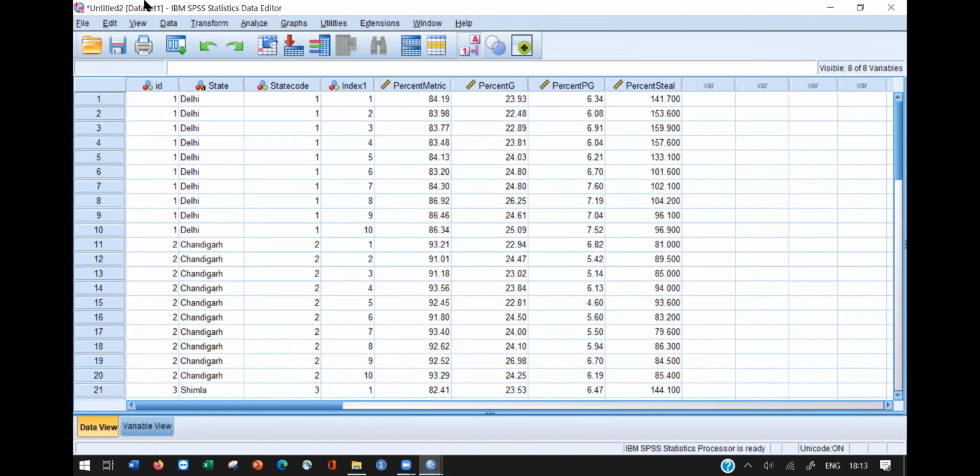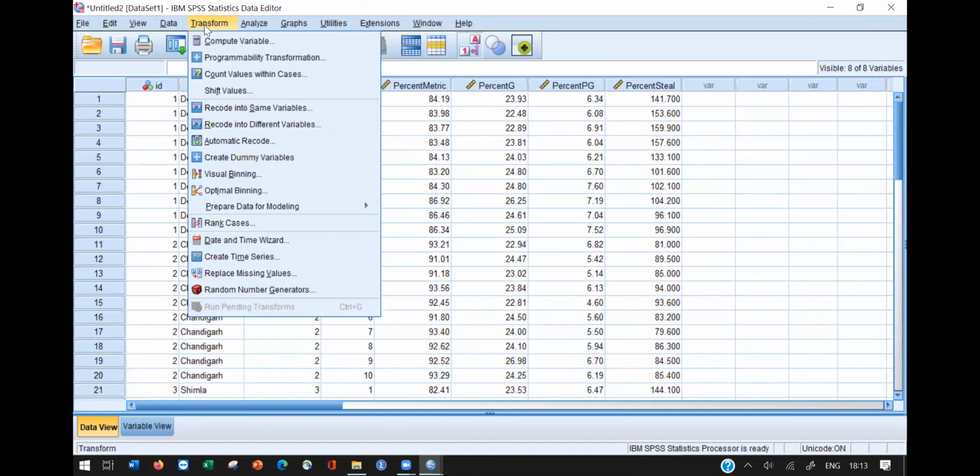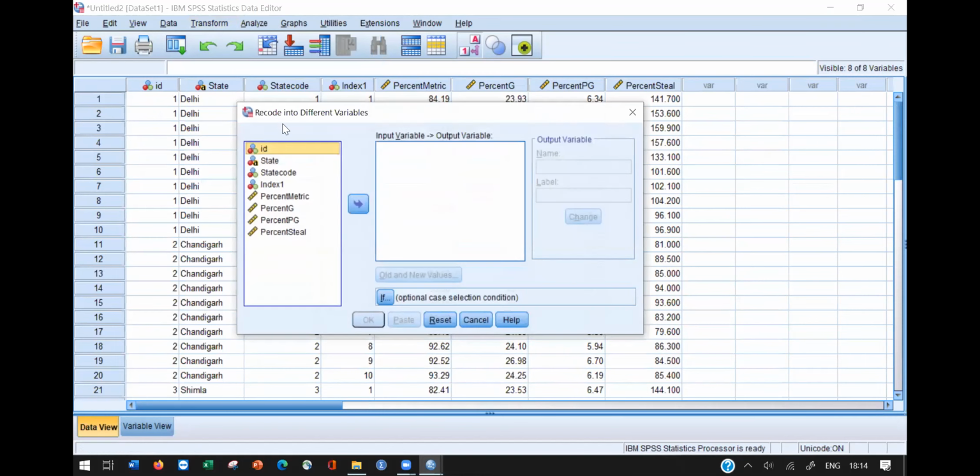That is when I am considering the time effect with the help of least square dummy variable. So for this, I would require to transform my data. Remember when I taught about the dummy variables and the coding system? So here I'll have to recode into different variables. Now, state code is what I would like to recode. So I have got 4 states: Delhi, Chandigarh, Shimla and Gujarat.